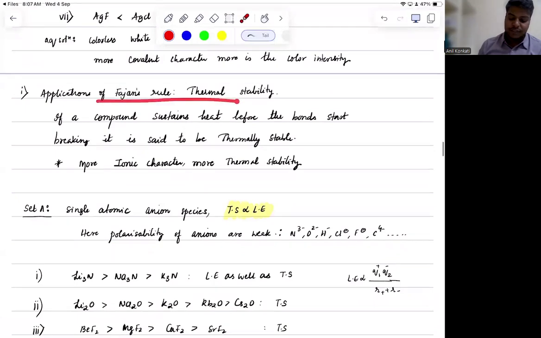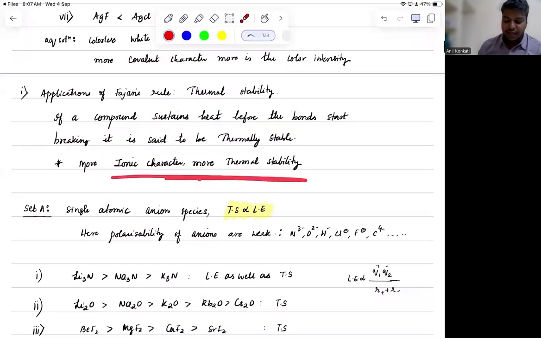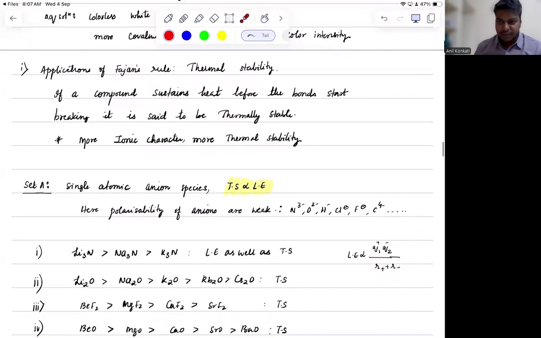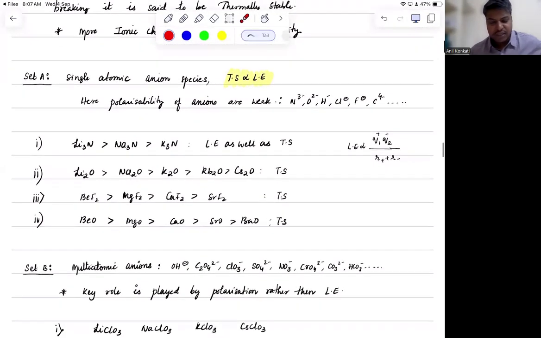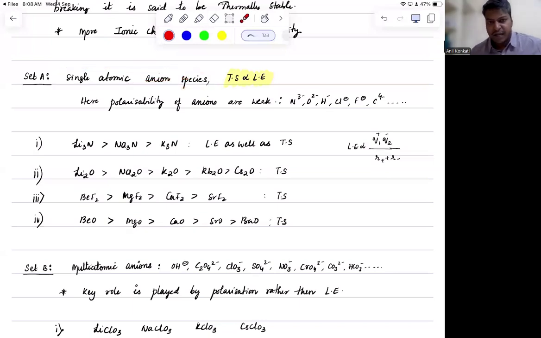Next, application of Fajans rule. If a compound sustains heat before the bond starts breaking, this is called thermally stable. And the more ionic character, the more the thermal stability. For thermal stability cases, we'll check out two sets. Set A is when you have a single atomic anion species. If you have only one atom in the anion, like N3-, O2-, H-, Cl-, F-, C4-, these are all single atom anions.